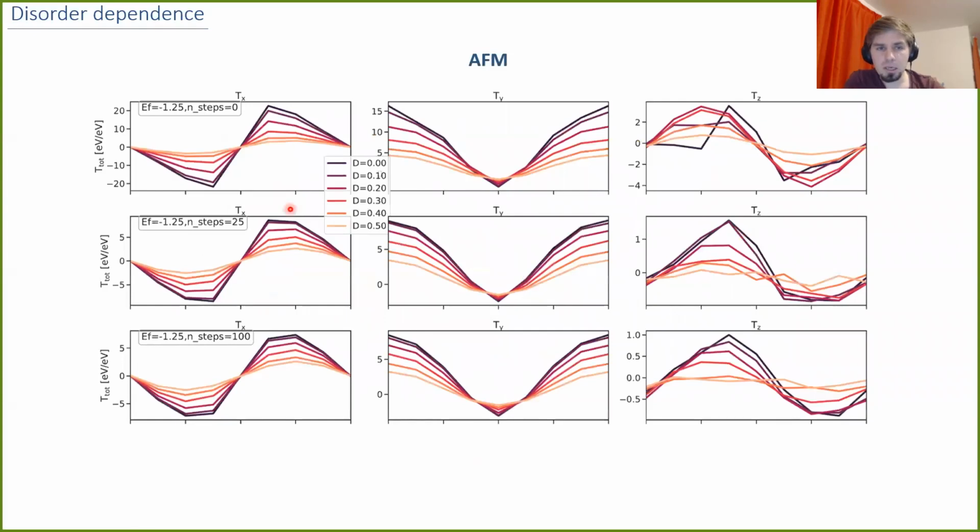Here I'm showing the same plot, but now with a different number of steps. This is with perfect interfaces, and this is now with 25 and 100 steps on average. What you see is that the magnitude changes quite a lot between 0 and 25, but then it doesn't really change much anymore. This suggests there is some interfacial contribution, which is sensitive to having good interfaces, but there is also a large contribution, which is not sensitive to that and which will be robust.